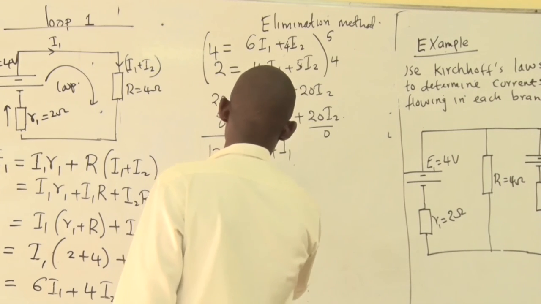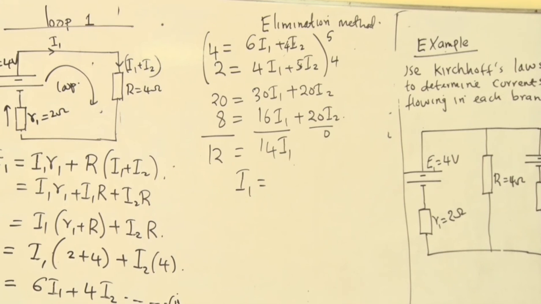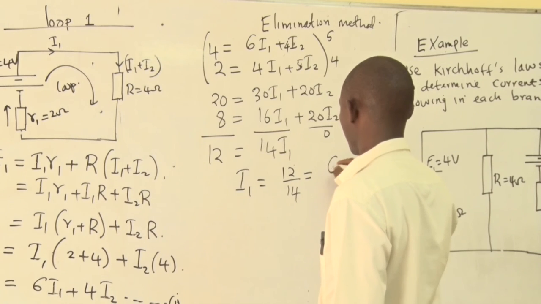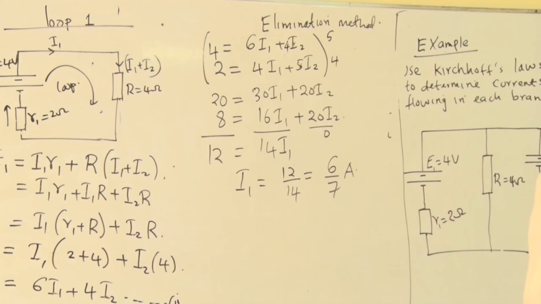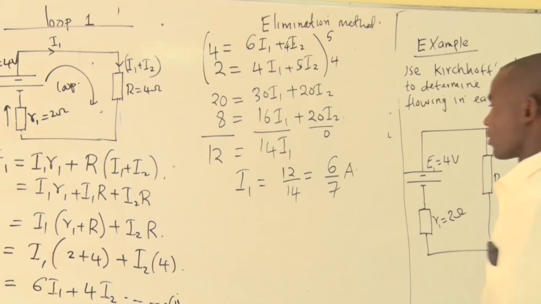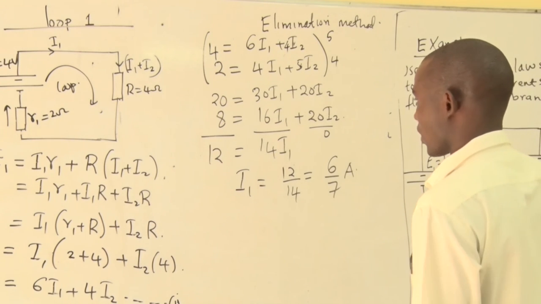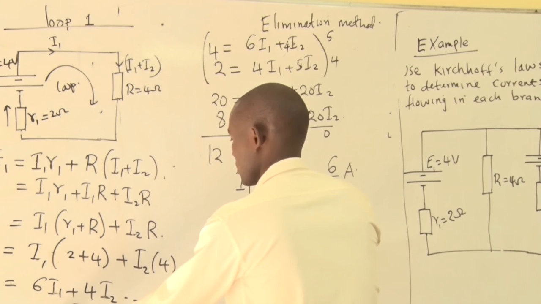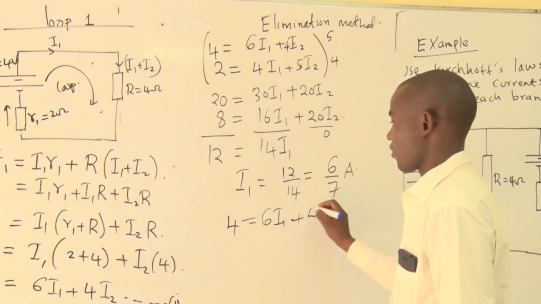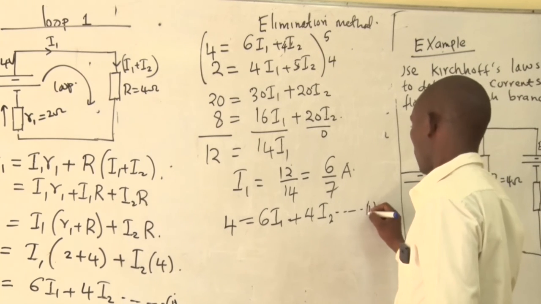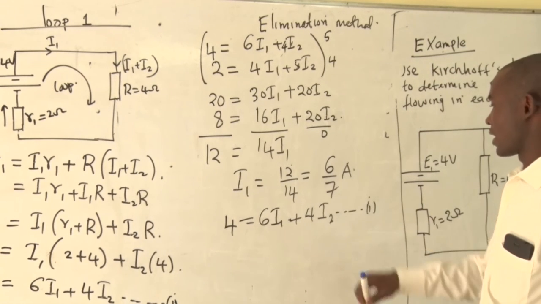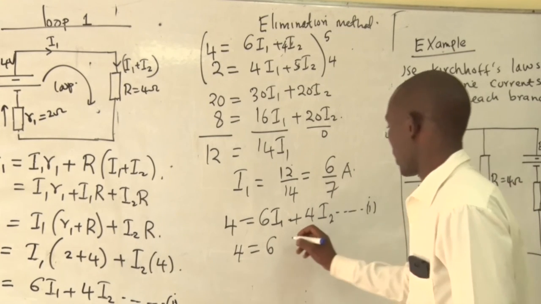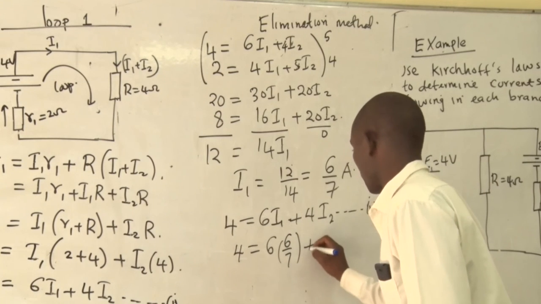So your I1 should be equal to 12 over 14. Remember, this one can be simplified to 6 over 7 amperes. So you have now been able to get I1. We can now get I2. You can use any of these equations. Like you pick equation 1, which is 4 is equal to 6I1 plus 4I2. If you replace I1, you'll be having 4 is equal to 6 into 6 over 7 plus 4I2.